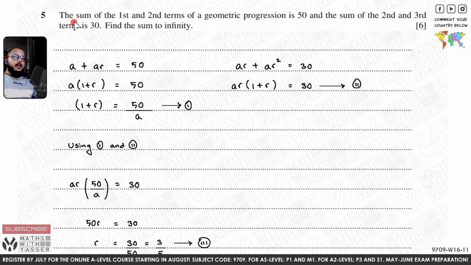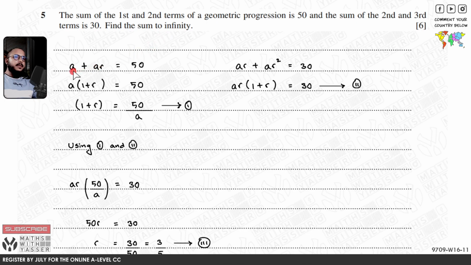Question number 5. The sum of the first and second terms of a geometric progression is 50, and the sum of the second and third terms is 30. We need to find the sum to infinity. Since it's a geometric progression and we have to find the sum to infinity, that means it does exist. So the value of r must be a proper fraction, which lies between -1 and +1, or else the sum to infinity will not exist in the first place.